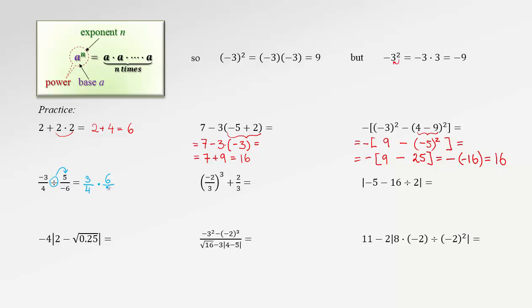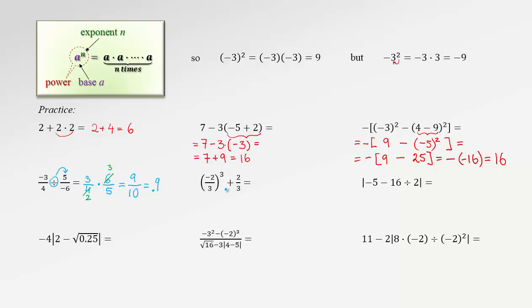So 6/5. Now, I suggest that we try to reduce whatever it's possible. For example, 4 can be reduced with 6 by 2. 2 goes into 6 3 times, 2 goes into 2 2 times, and now we are ready to multiply numerator by numerator and denominator by denominator, so we get 9/10. Could be written as a fraction, could be written as a decimal, 0.9.